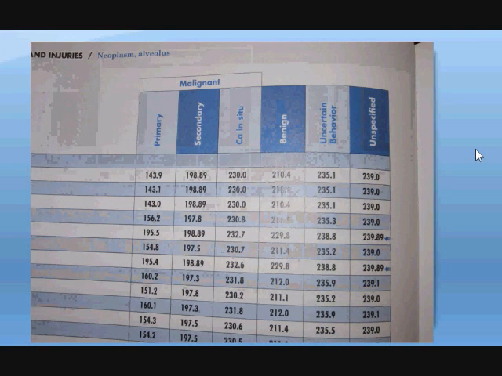And again, this is just another shot of another section of the neoplasm as well. Same idea.